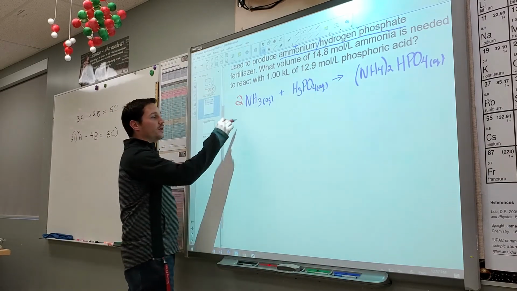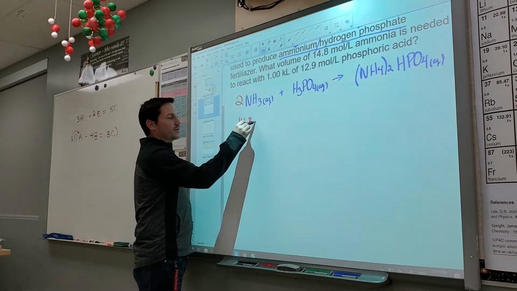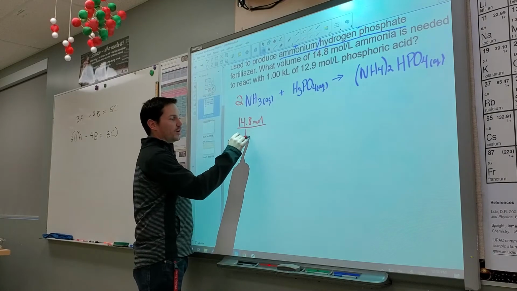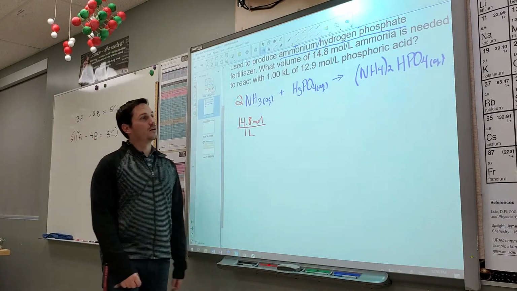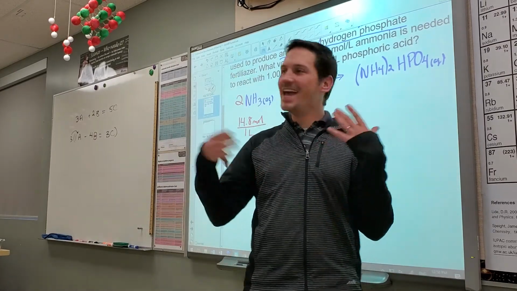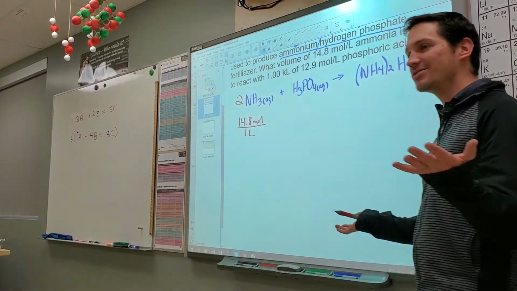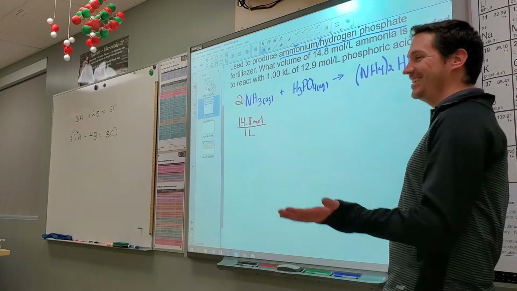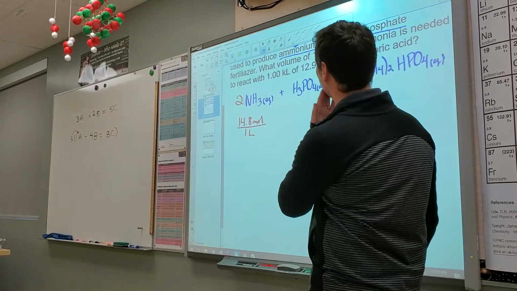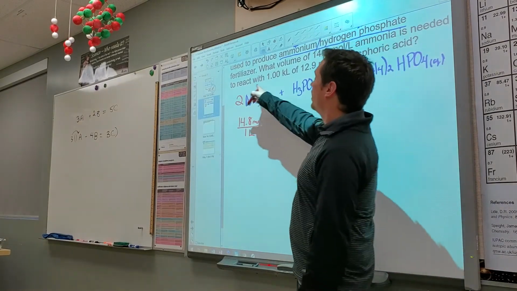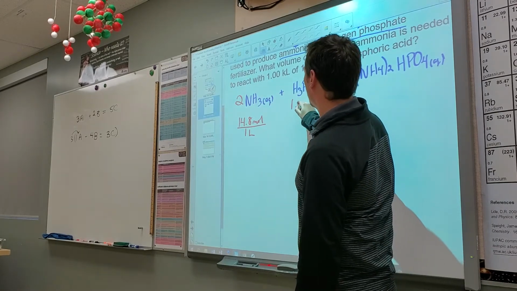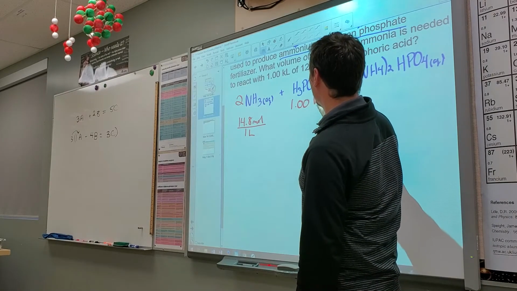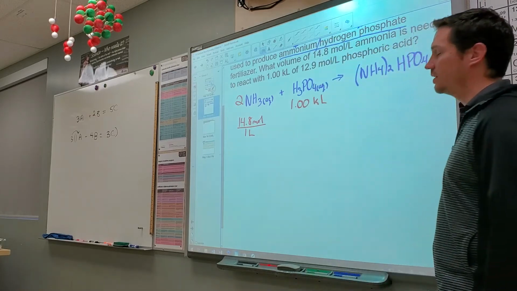So I'm going to put 14.8 moles per 1 liter. And this is of ammonia, right? Is this any different from anything that we've done so far? No! You know how to do stoichiometry. Okay, it's got to react with 1.00 kiloliters of phosphoric acid.